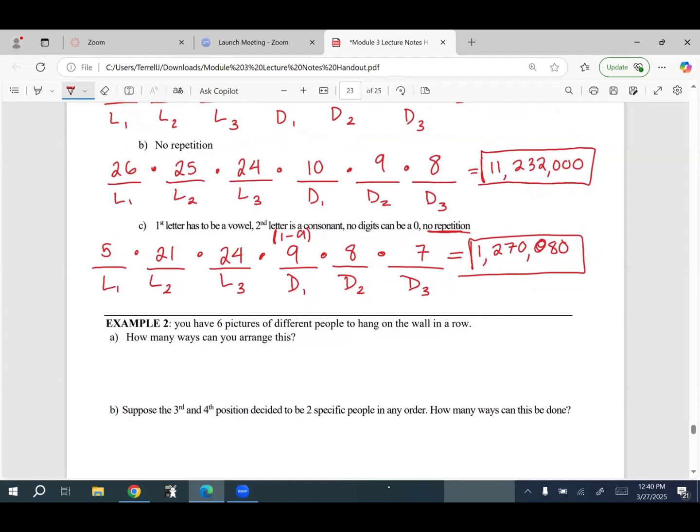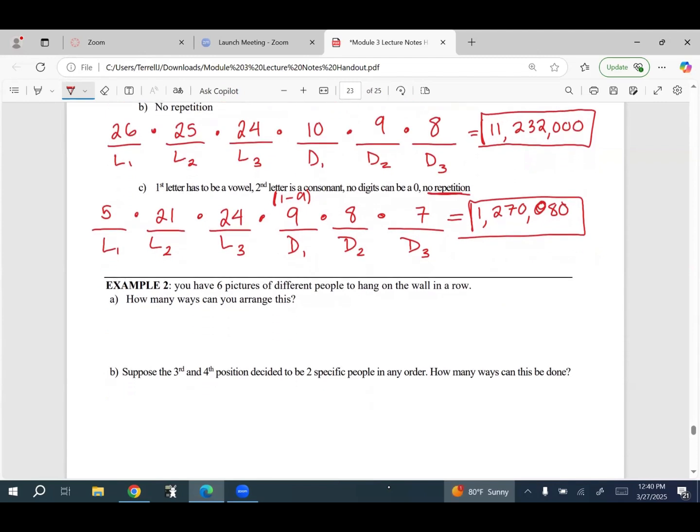Okay, let's look at the next one. So it says you have 6 pictures of different people to hang on a wall in a row. How many ways can you arrange this? So let's put 6 spaces here. I have 6 pictures. When I go to select my first picture, or hang my first picture, there are 6 pictures to choose from.